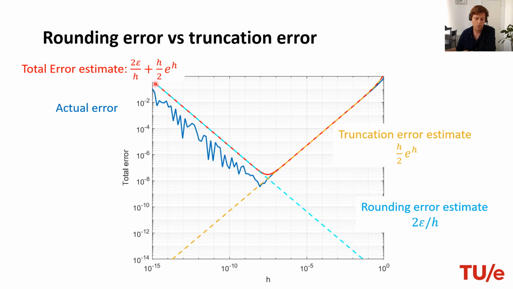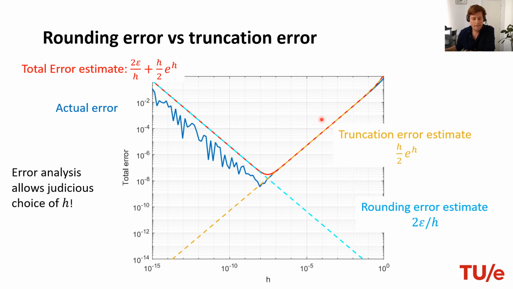upper bound for the estimate of the total error. And the fact that the actual error is quite a bit lower is because of these simplifications that we did with the left and right triangle inequality, which only gives an upper bound and not an exact value for this error.